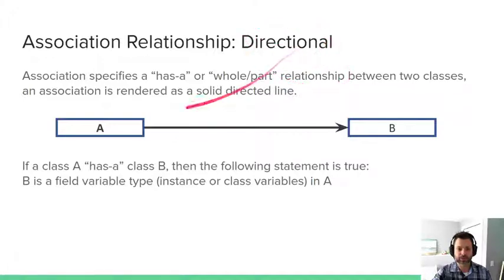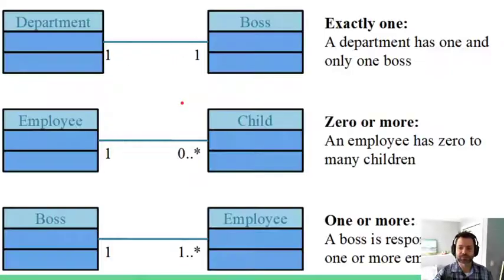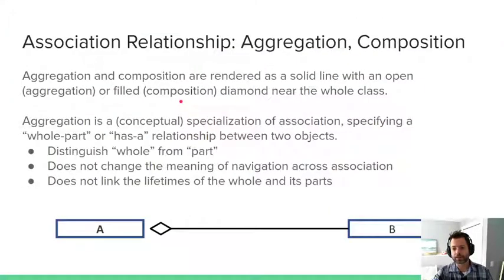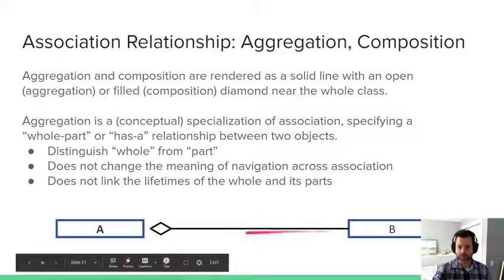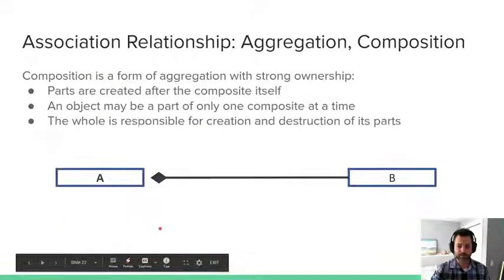All right, so we have directional and we have associations. Now we talk about the trickier ones. So there's aggregation and composition, and I'll probably run out of time after this. They are both represented by a solid line with a diamond. Aggregation is a white fill, composition is a black fill.